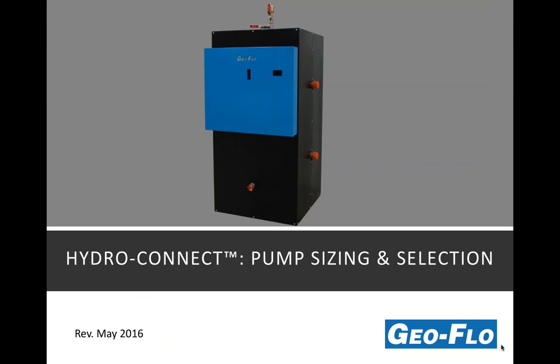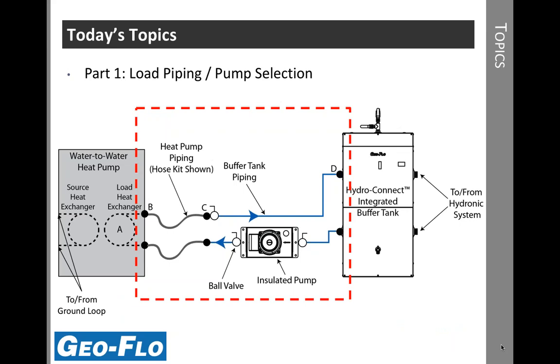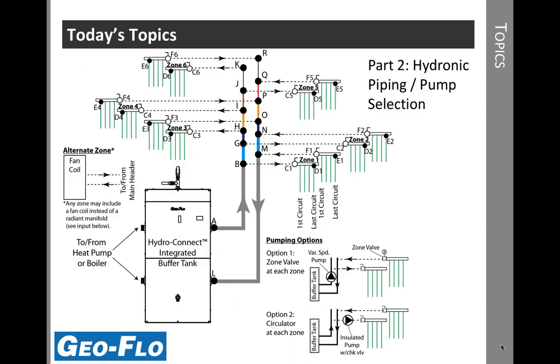Thanks, Kyle. I appreciate everybody attending the third part of the HydroConnect series. As Kyle mentioned, we'll talk about pump selection for the HydroConnect tank as well as for the heat pump. So the first part of this webinar is load piping and pump selection. You can see here by the red outline box. The first part we'll talk about the pump between the water-to-water heat pump or combo unit and the buffer tank. And then the second part of this webinar we'll talk about pumping on the other side of the tank. And there are a couple of different options that we'll look at there.